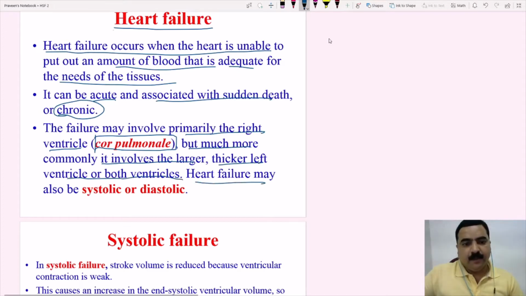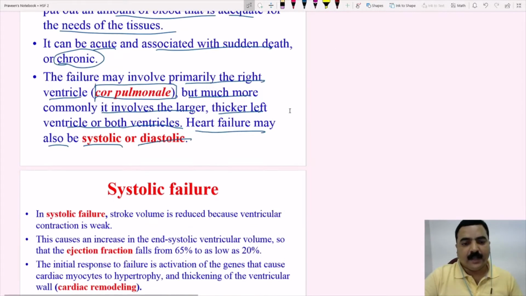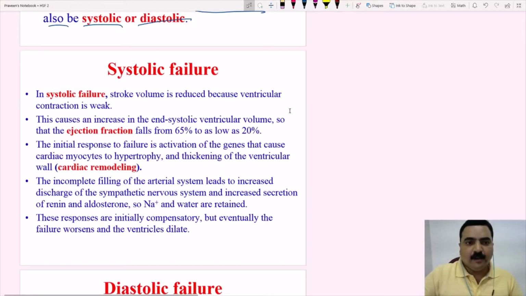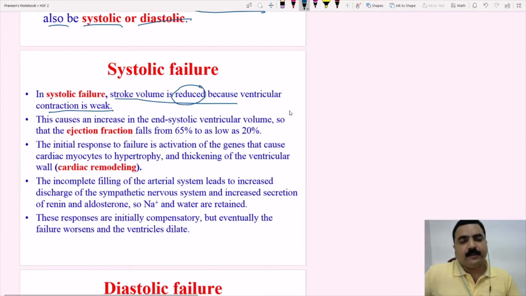Heart failure may be classified as systolic versus diastolic. So let's see the differences now. In systolic failure, the stroke volume is reduced because the ventricular contraction is weak. Even in diastolic failure the stroke volume is reduced, but the reduction in systolic failure is much faster and more evident, an immediate effect. This causes an increase in the end systolic volume.